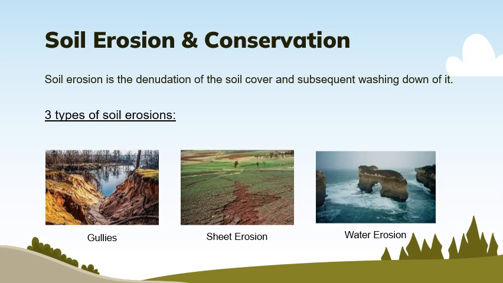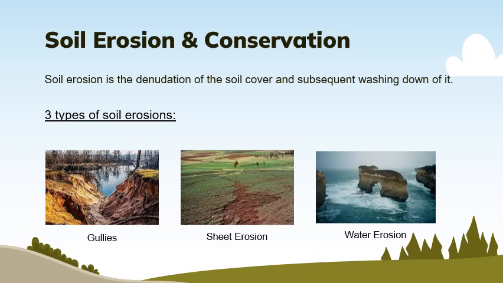Lastly, we have soil erosion and conservation. Let us take soil erosion first. Soil erosion means the denudation, that is the stripping or removal of the soil cover, that is the topsoil, and subsequent washing down of it. The process of soil formation and erosion goes on simultaneously, and generally there is a balance between the two. Now, obviously we know that due to soil erosion there is loss in the fertility of soil.